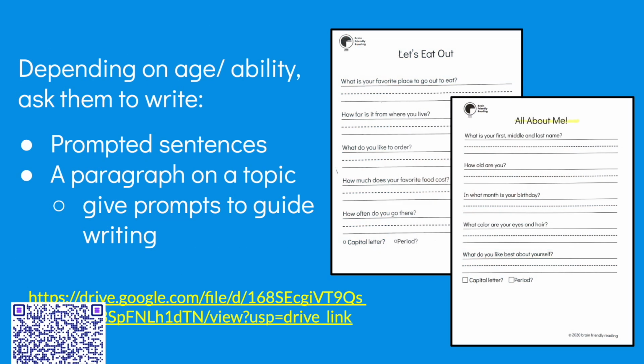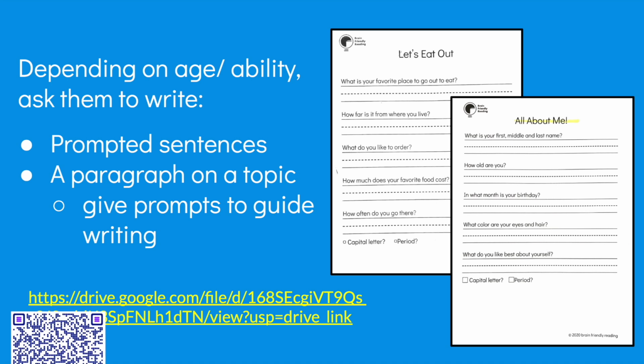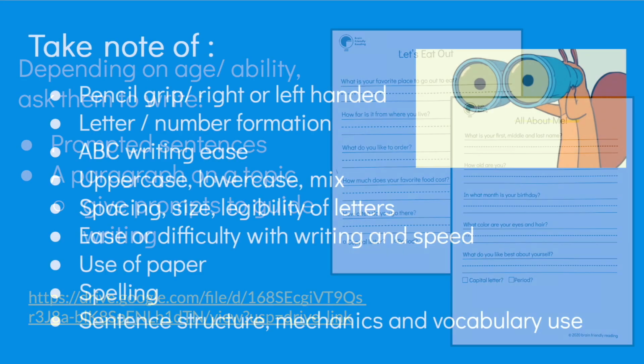For older students who are able to write sentences, you can give them a topic and ask them to write a short paragraph. And you can use the writing prompts such as these to get them started. And I will link that for you so you can grab those. You don't need to place these pages in front of the child. You can simply ask the first question on the page for the child to respond to. And if they get stuck, you can use the other questions on that same page to guide them.